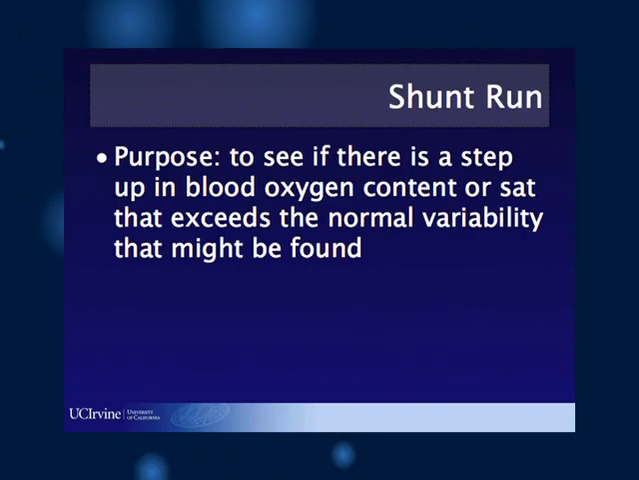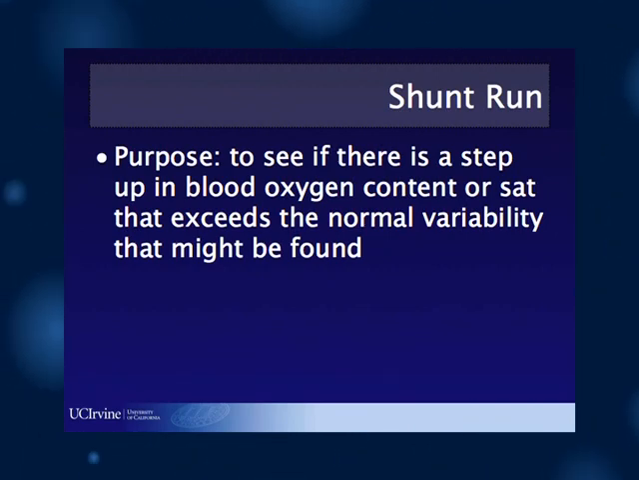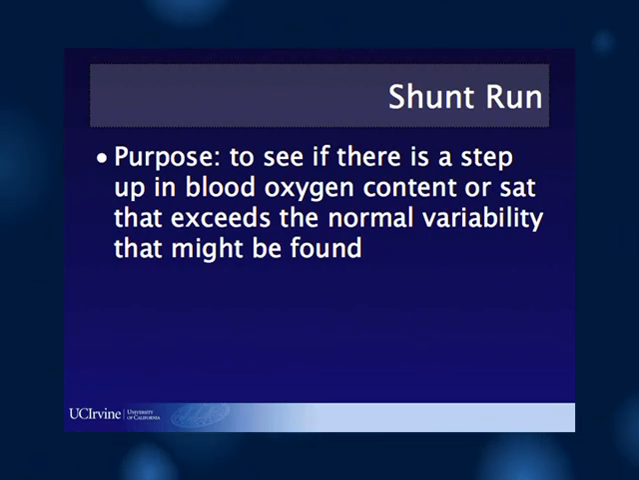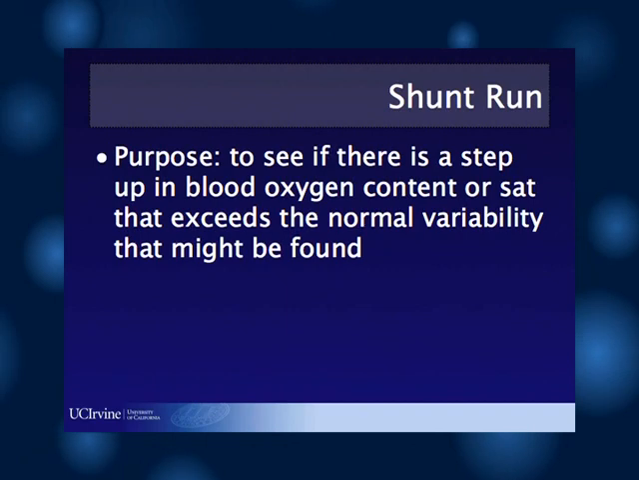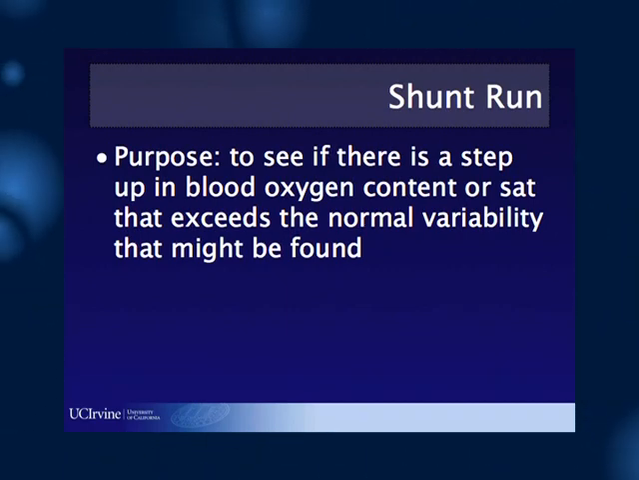The shunt run. The purpose of a shunt run is to see if there is a step up in the blood oxygen content or saturation that exceeds the normal variability that might be found in the person's heart. The shunt run is used to detect a cardiac shunt at the atrial or ventricular level and is used to identify these pathologic conditions in those individuals suspected of having atrial septal defects or ventricular septal defects.